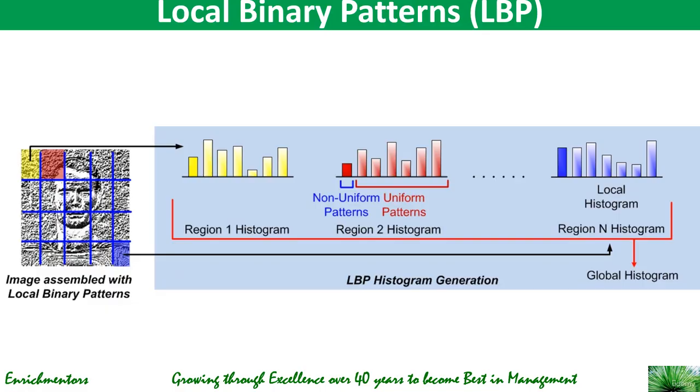Local binary pattern, LBP, is another one. It's a texture descriptor that characterizes the local texture patterns in grayscale images. It compares the intensity of each pixel with its neighboring pixels and encodes the result into a binary pattern, as you see here. LBP features are used in texture classification, face recognition, and material classification tasks.